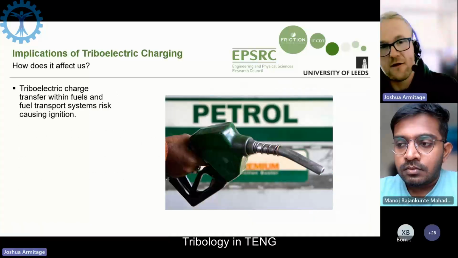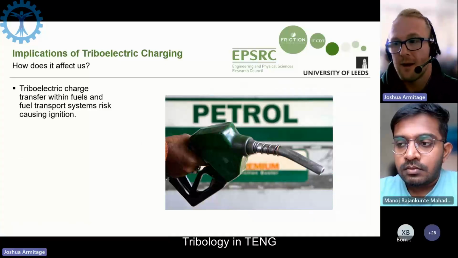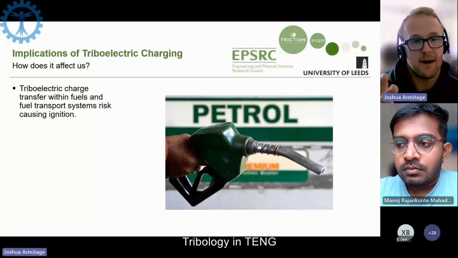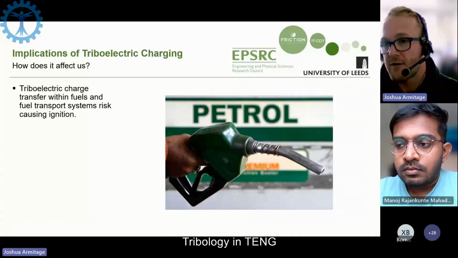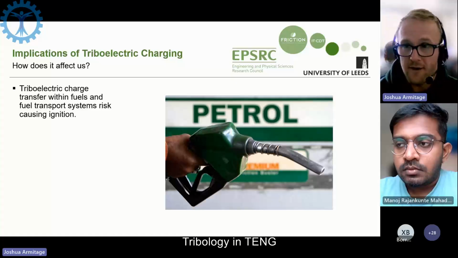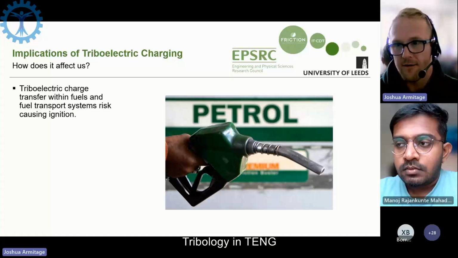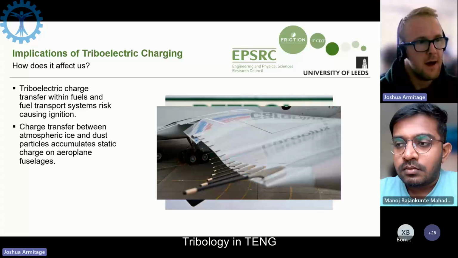So how does this affect industry? In industry, a lot of people know that you have to ground fuel transfer systems because you have fuel moving across a surface that has a different electronic structure to the fuel itself. So you get a buildup of static charge within the fuel and on the walls of the fuel transport system itself. So it's really important to ground that system, or at least mitigate the amount of charges being generated, to avoid electronic discharge and a potential ignition of the fuel.